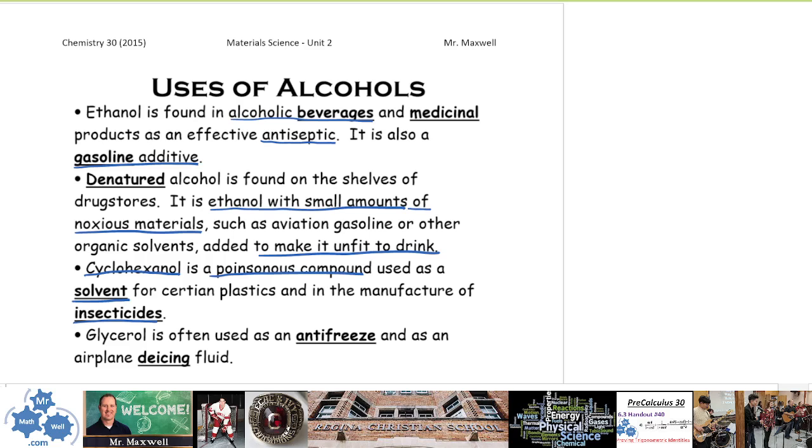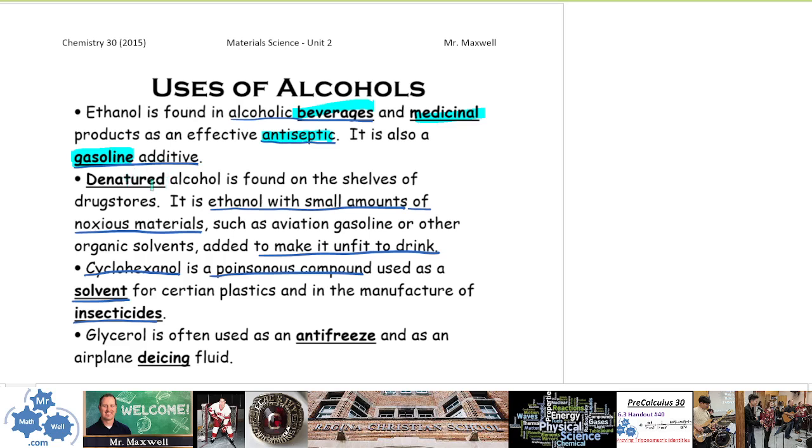Uses, okay, obviously alcoholic beverages, medicinal products, as effective as an antiseptic as we mentioned here. It's also a gasoline additive. Okay, so ethanol in gasoline, if you look on the gasoline pumps, there's a certain percentage of ethanol that's added into the gasoline.